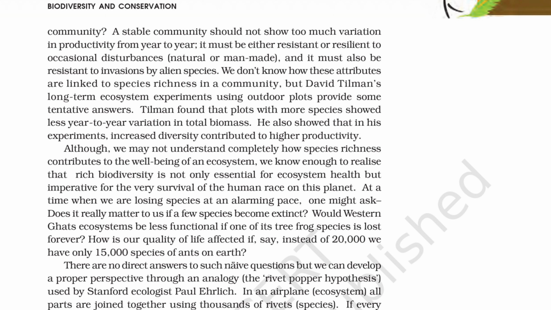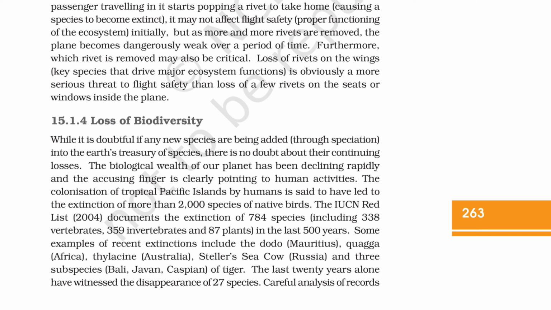There are no direct answers to such naive questions, but we can develop a proper perspective through an analogy, the rivet popper hypothesis, used by Stanford ecologist Paul Ehrlich. In an airplane, all parts are joined together using thousands of rivets, species. If every passenger traveling in it starts popping a rivet to take home, causing a species to become extinct, it may not affect flight safety, the proper functioning of the ecosystem, initially, but as more and more rivets are removed, the plane becomes dangerously weak over a period of time.